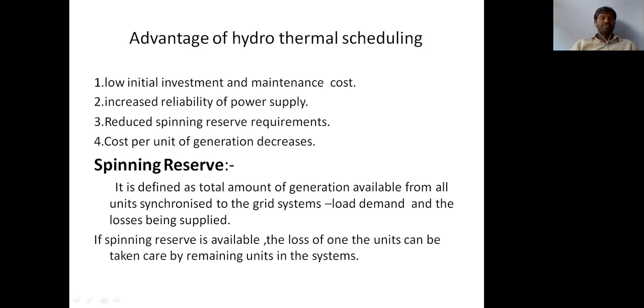So what is the spinning reserve? It is defined as the total amount of power generation available from all the units synchronized to the grid system minus load demand and the losses being supplied. Spinning reserve is very essential in an interconnected system, as the loss of a large unit may result in an under frequency problem. If spinning reserve is available, the loss of one unit can be taken care of by the remaining units. So the spinning reserve requirement is reduced in hydrothermal systems, where both plants are interconnected. Thank you.